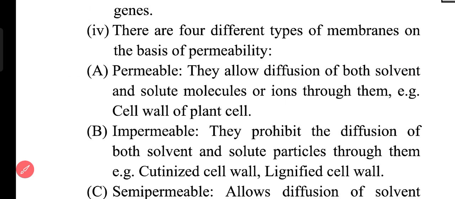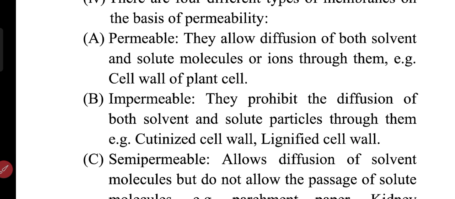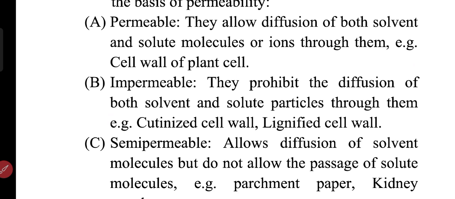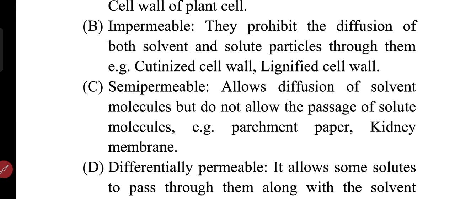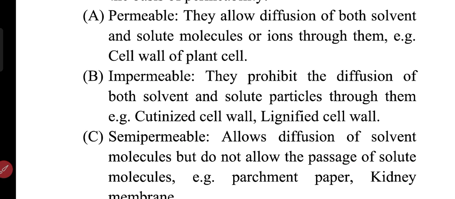Next, going to another important point. There are four different types of membrane on the basis of permeability in the cell. First is permeable, second impermeable, third semi-permeable, last differentially permeable. So let's look at this one by one. First, what is permeable? See this. What is a permeable membrane? A membrane that allows diffusion of both solvent and solute molecules or ions through it is called a permeable membrane.